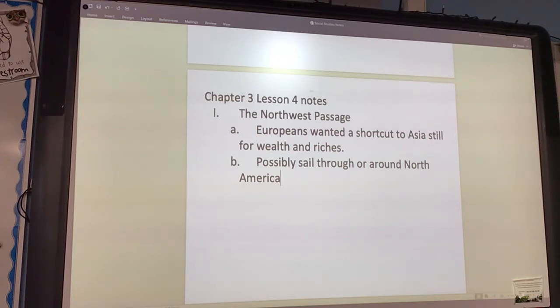All right, we got a couple of notes already about our Northwest Passage. When we're done writing, we're gonna go to page 140. And I'm gonna give it a Roman numeral 2. Here we have Verrazano.